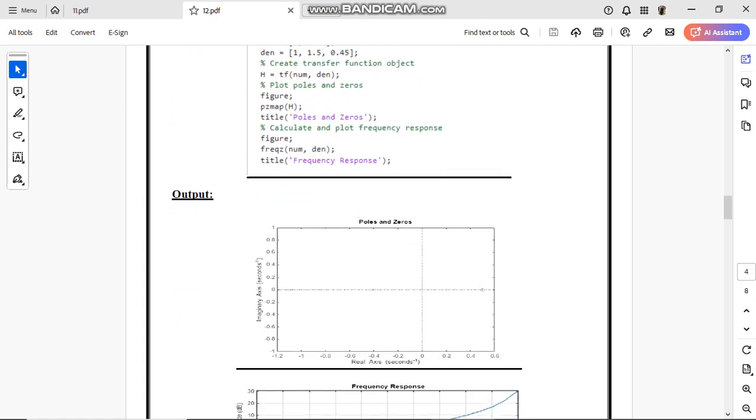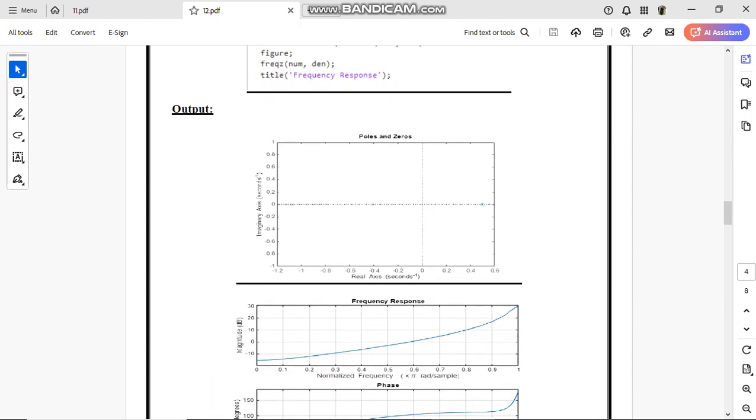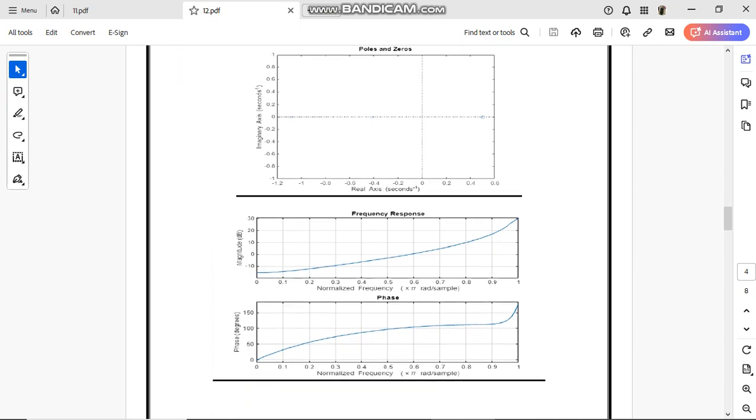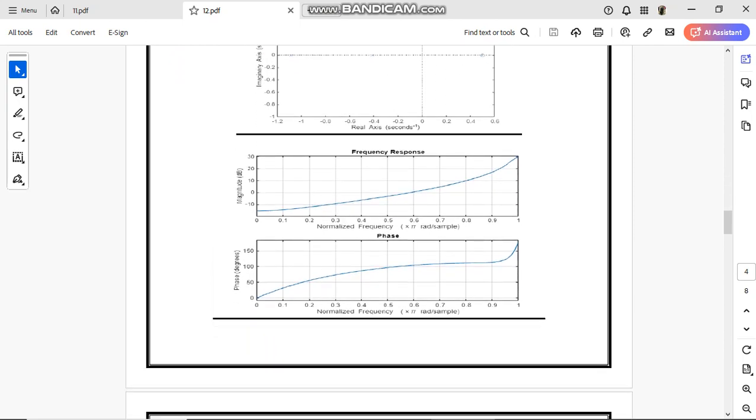This one is our output, where poles and zeros have been plotted, and here is the frequency response and the phase. It is starting from here and terminating here, starting from here and terminating here.